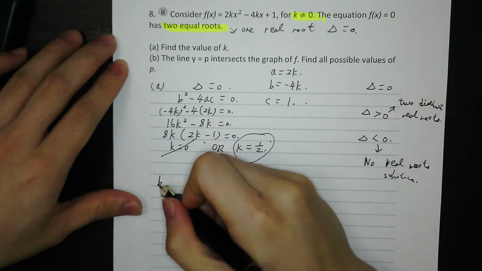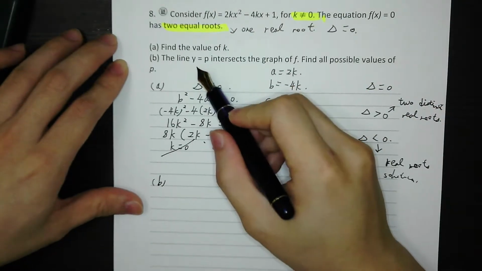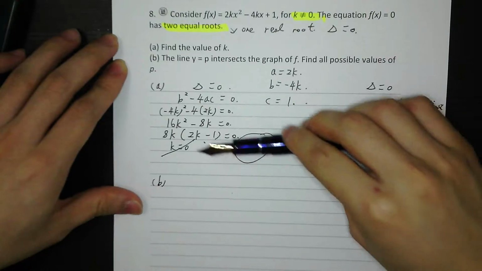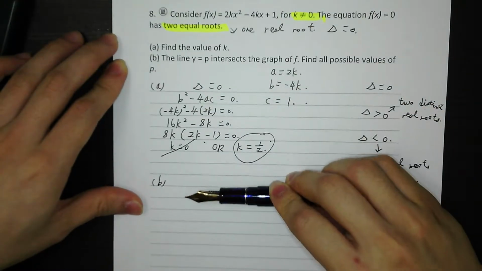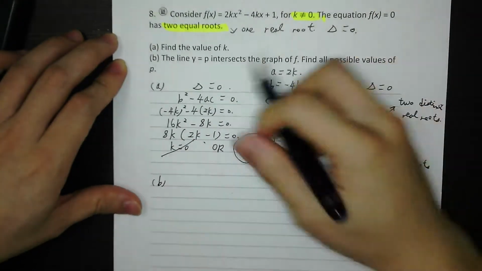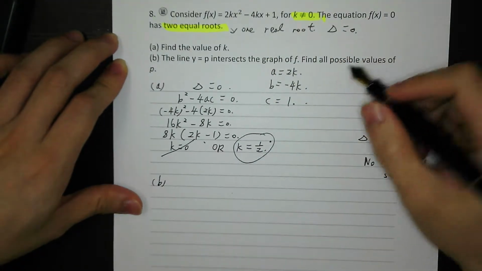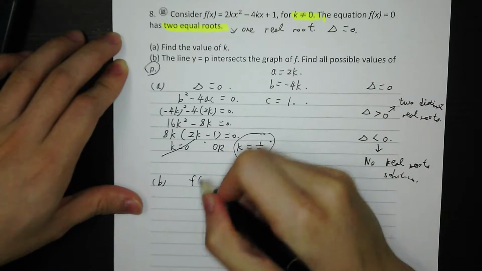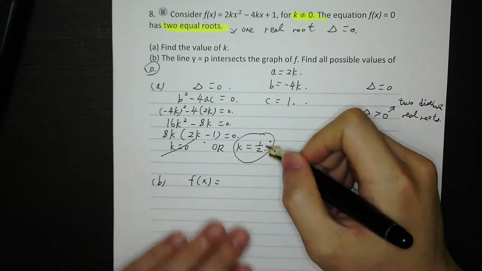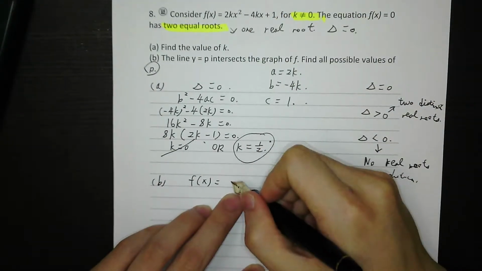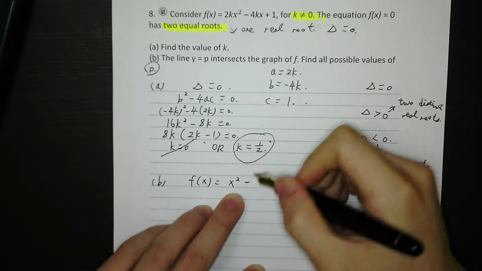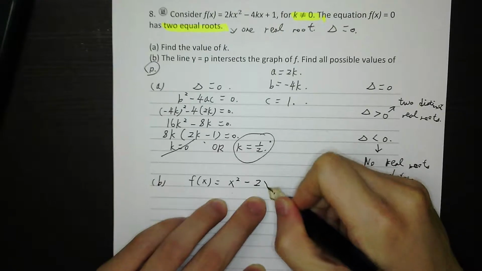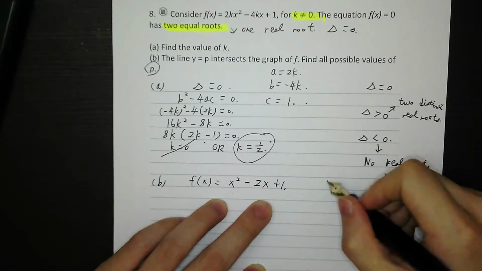Part B. The line y equals p is like y equals a constant: y equals 1, y equals 2, something like this. It's a horizontal straight line that intersects the graph of f. Find all possible values of p. We know the value of k, so substituting it in, the function becomes a smile face.